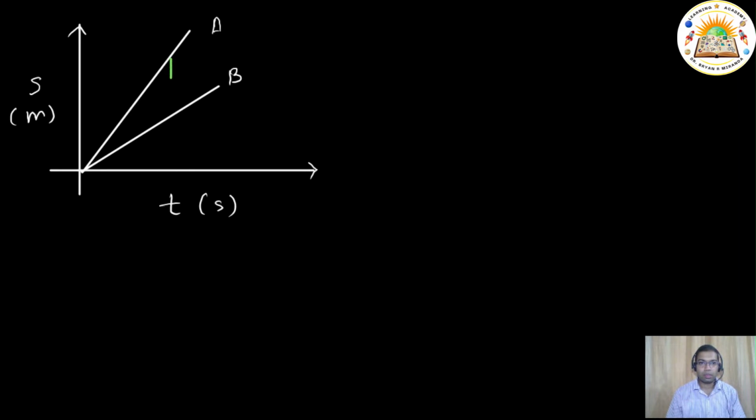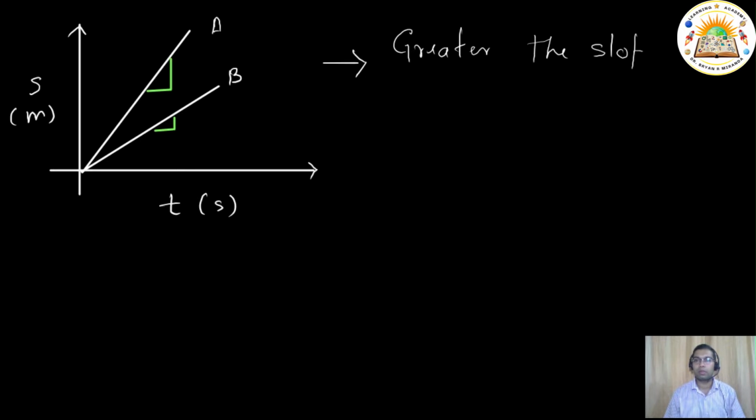So let's see. This is one. The same thing when I do it for B, you can see that the triangle that is generated is much smaller. You can draw it bigger. What I've done is, for A, whatever reference point it was, I've taken the same for B also. So what do we understand from this type of graph? The understanding that we arrive at is, greater the slope, greater the velocity.